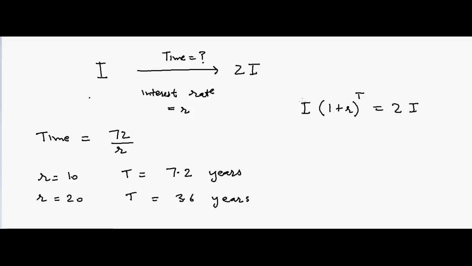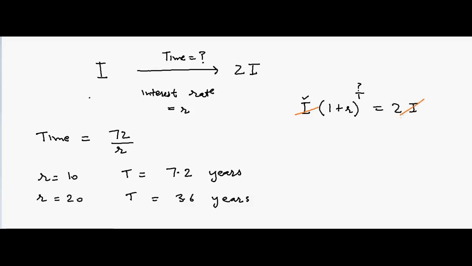So this is our initial investment, and then we have an interest rate every year, and this is compounded every year, so that will become 2I after a certain time, right? And we want to calculate what the time should be, right? Now if we solve this equation, I will be cancelled out by the other I.